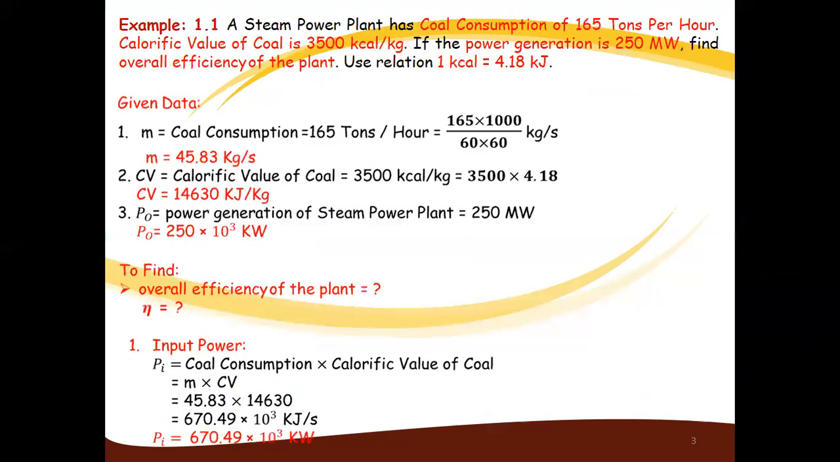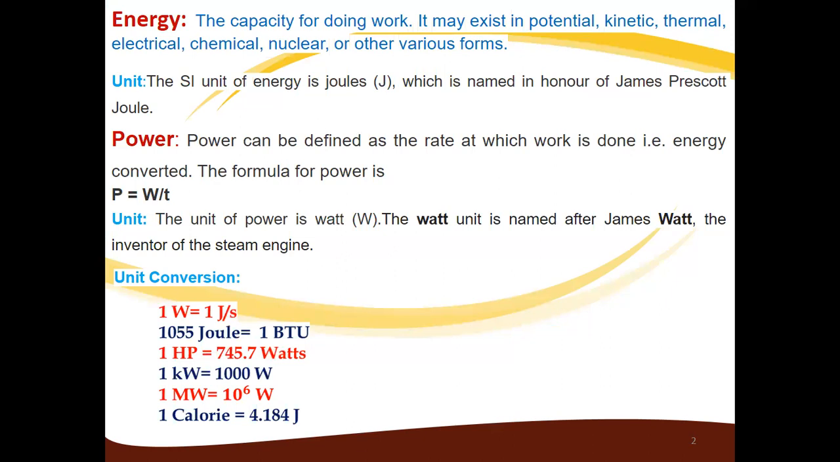So we have a basic unit conversion, which is given in this first slide. The first unit is energy. The SI unit of energy is joule, and the unit of power is watt. So these are the SI units. Now unit conversion will be there. First, 1 watt is equal to 1 joule per second.